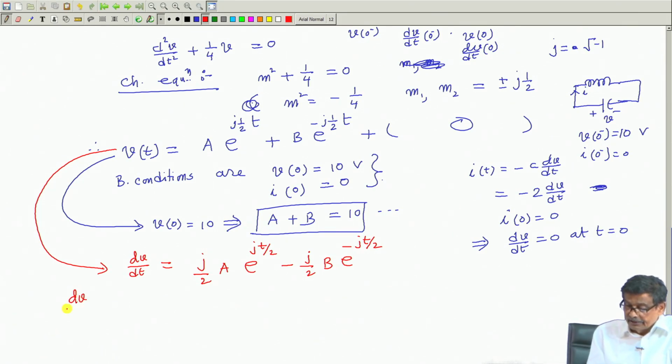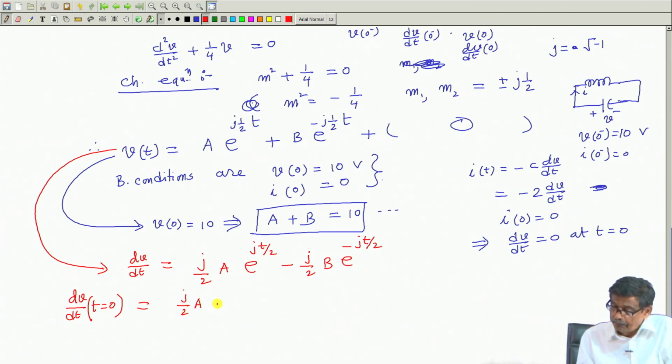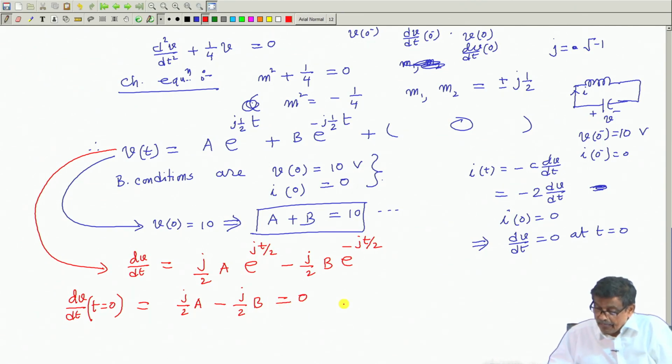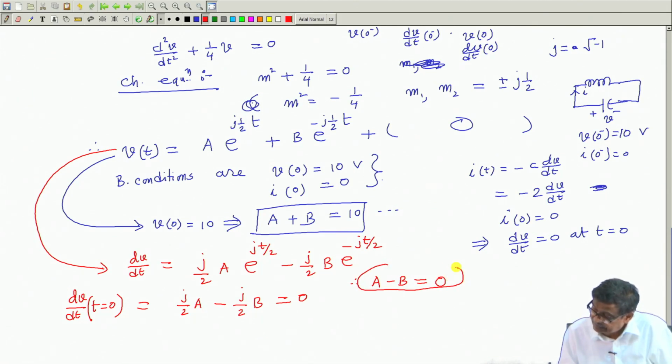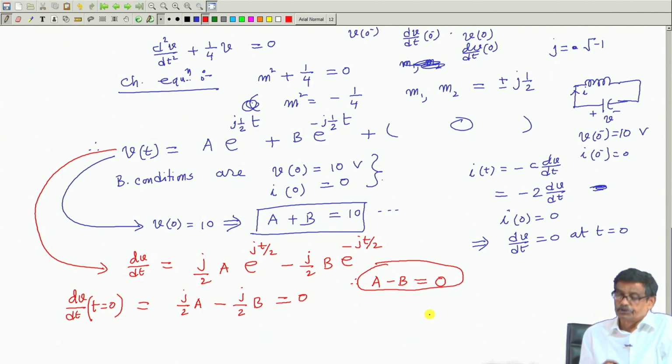So, dV/dt at t equal to 0 will be, put t equal to 0 there. So, j by 2 into A minus j by 2 into B, at t equal to 0 these exponentials are 1, and this is 0, I am telling it has to be. Therefore, you get A minus B is equal to 0. If any mistake, point out. So, this is the other equation. So, you have got these two equations.